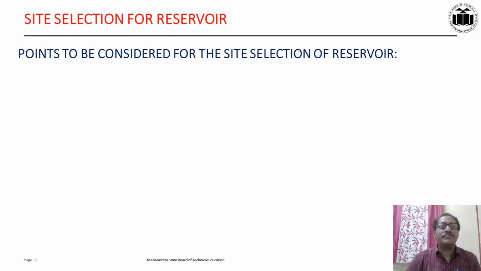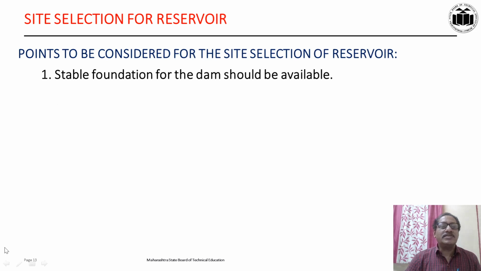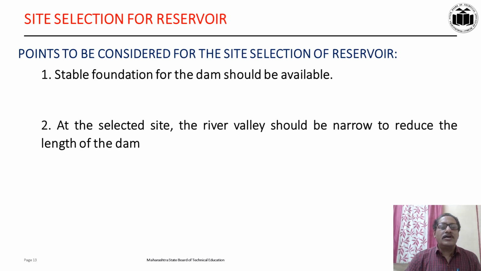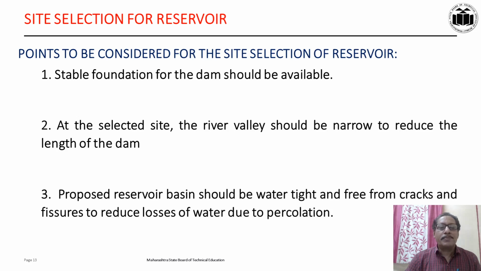There are various points to be considered for the site selection of the reservoir. The first one: a stable foundation for the dam should be available. Second, at the site of the reservoir, the river valley should be narrow to reduce the length of the dam. The proposed reservoir basin should be watertight and free from cracks and fissures to reduce losses of water due to percolation.